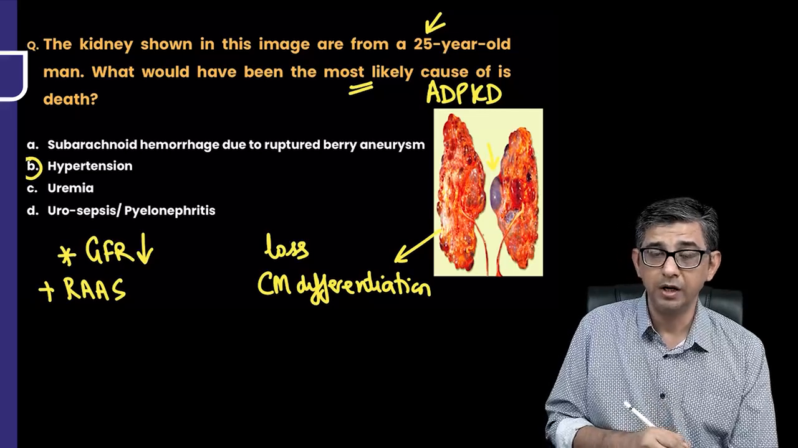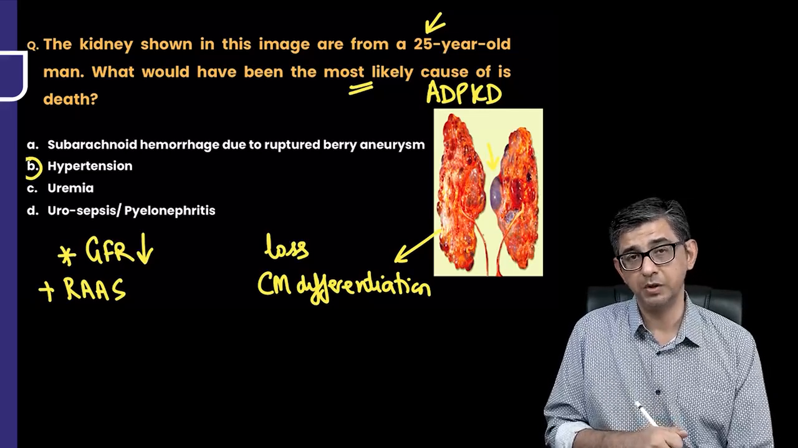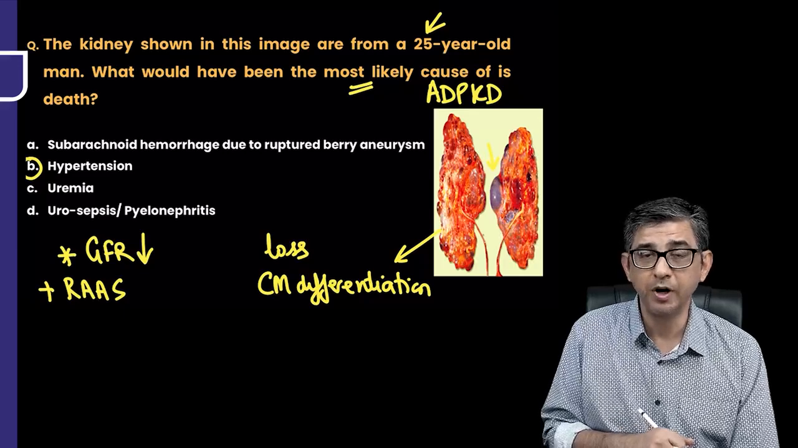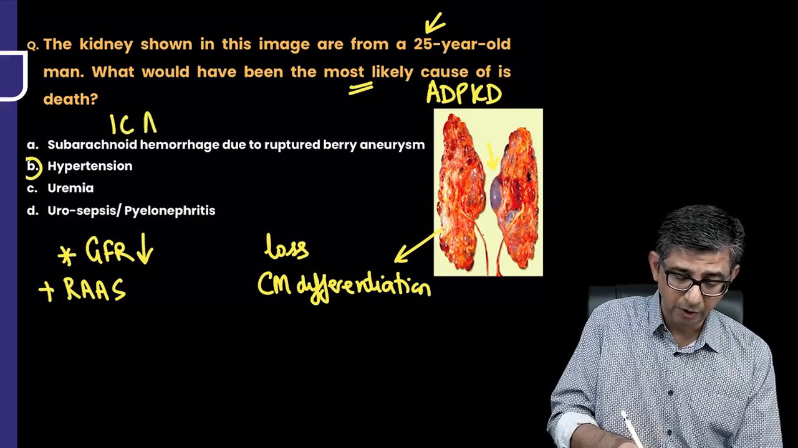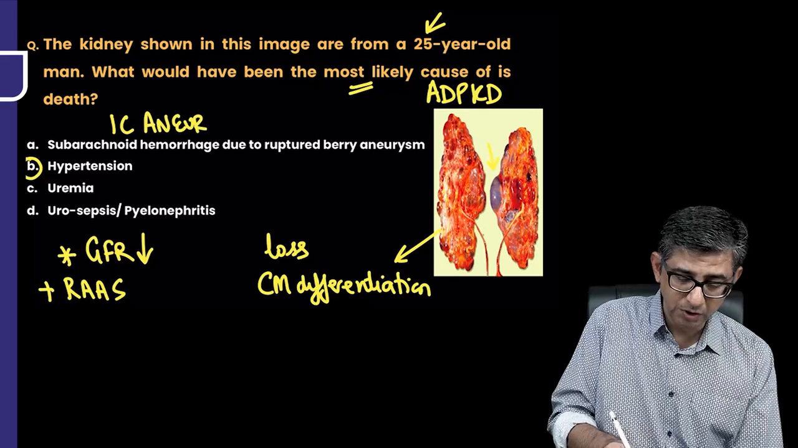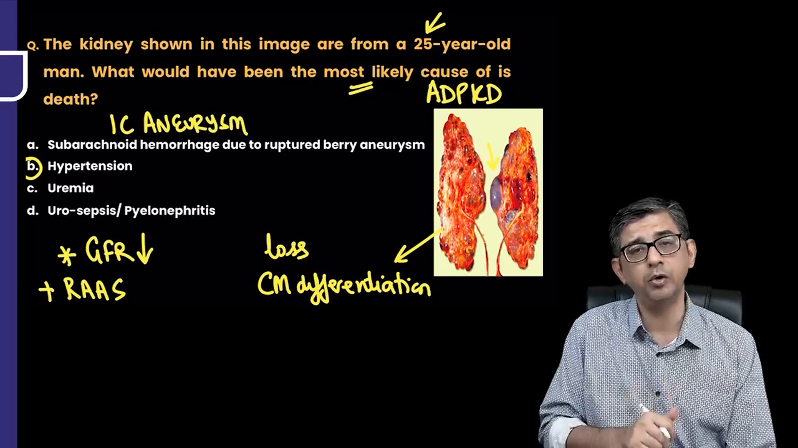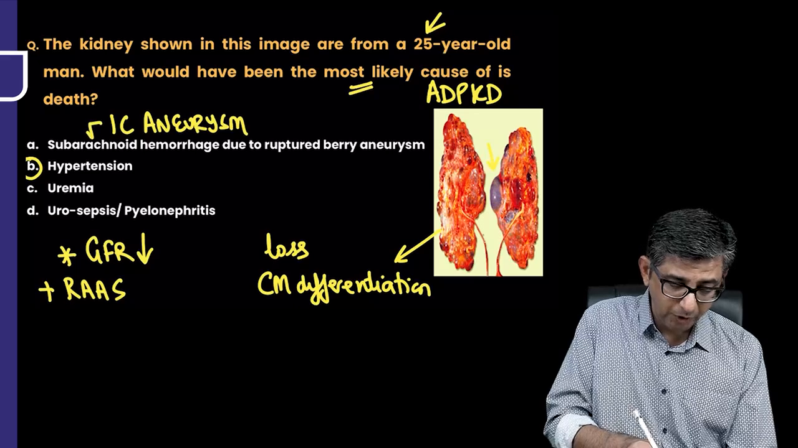We do have intracranial aneurysms present in this patient. One of the extra renal manifestations of ADPKD is an intracranial aneurysm, and that can rupture at any point of time. So it can definitely cause a subarachnoid hemorrhage, no doubt about it. But it does not happen to be the leading cause of death.